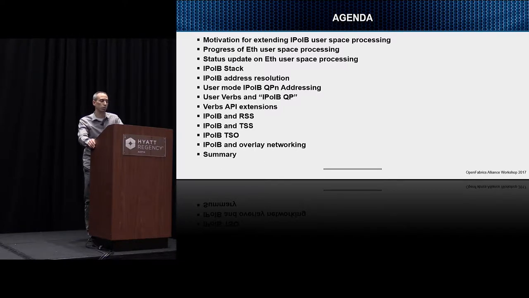How we suggest to do IPOIB RSS, TSS, and TSO. TSO is already supported today, but we would like to introduce a change. And also how we see overlay networking being offloaded on top of IPOIB, and to conclude with a summary.